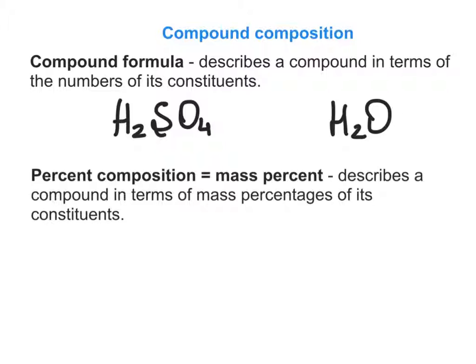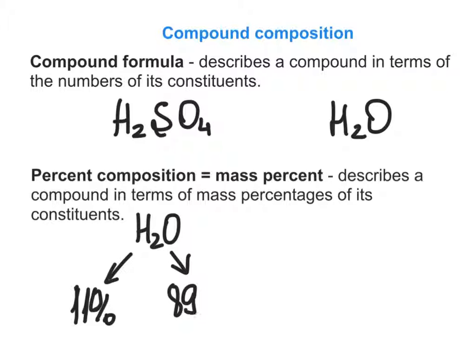Percent composition or mass percent describes a compound in terms of mass percentages of its constituents. For example, if I look at any sample of water, doesn't matter how big or small, 11% of all the mass of my sample would be coming from the mass of all the hydrogen in it. And 89% of all the mass of any sample of water would be coming from the mass of all the oxygen atoms in it.